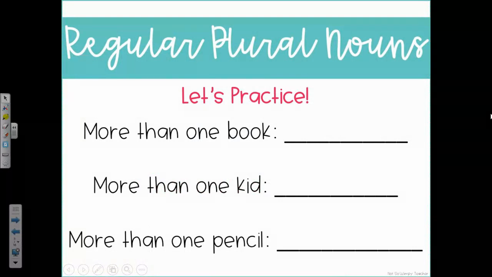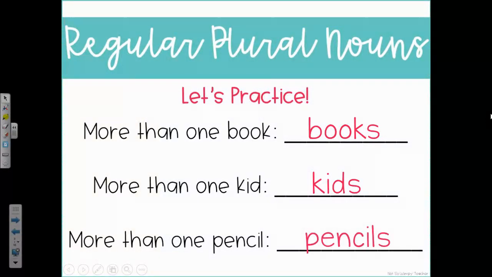Here are some examples. More than one book, we use books. More than one kid, we say kids. And more than one pencil, we use the plural noun pencils. All of those are regular nouns because when you make them plural, you simply add an S.